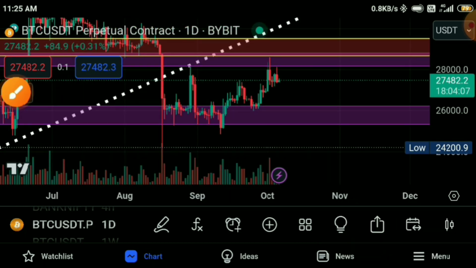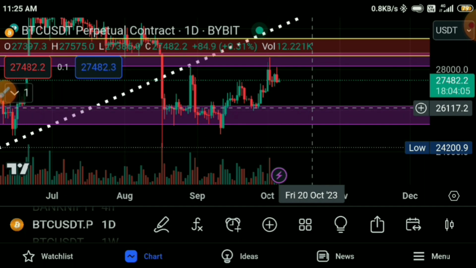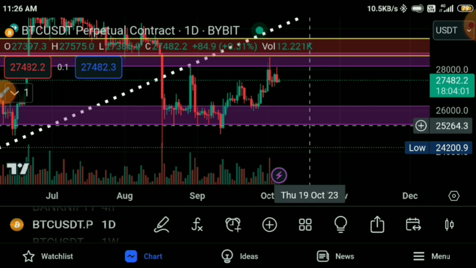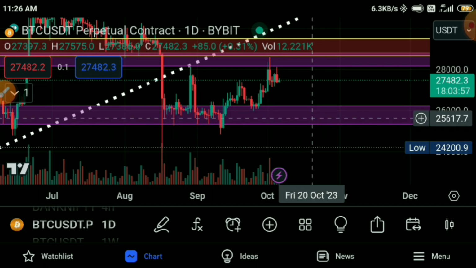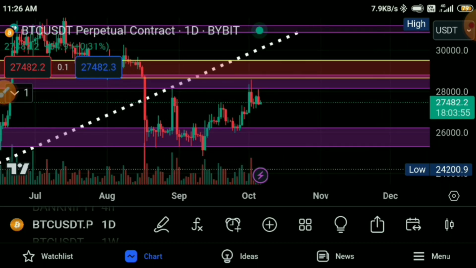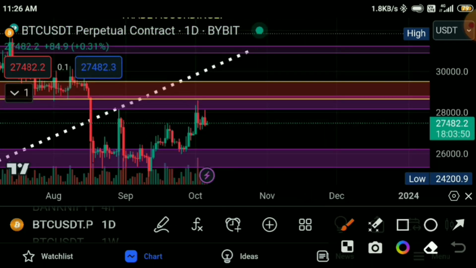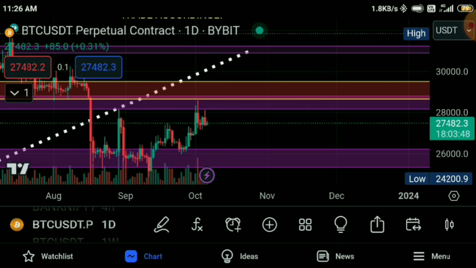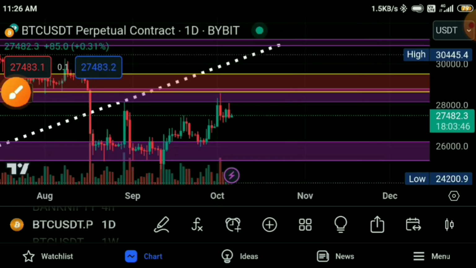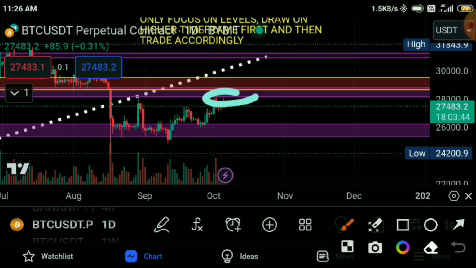So right now this important zone is from 26,190 to 25,337 to be precise and accurate. And also the same here, this resistance right here, this purple zone is a very important zone.